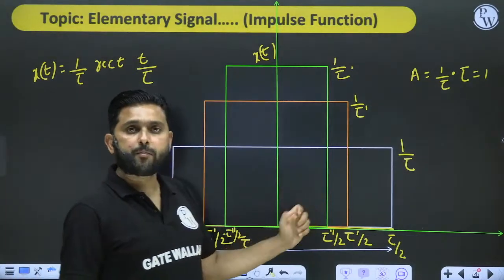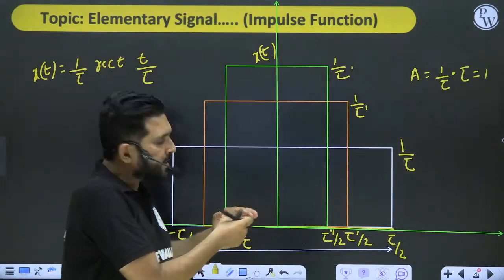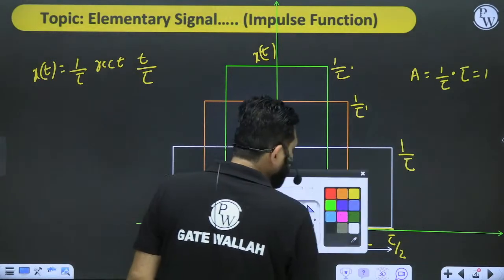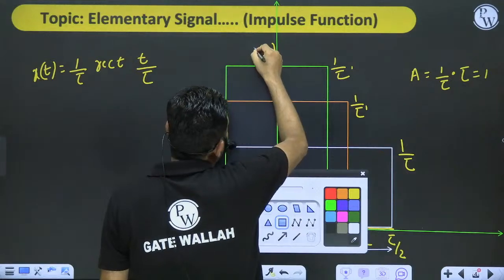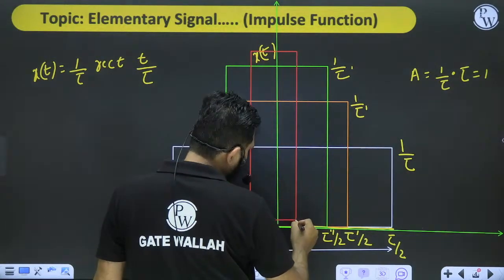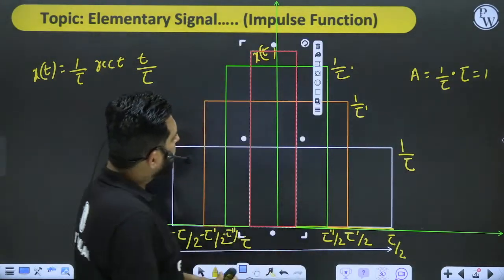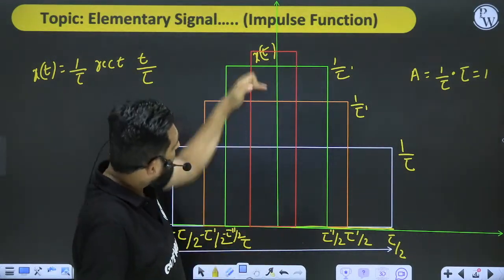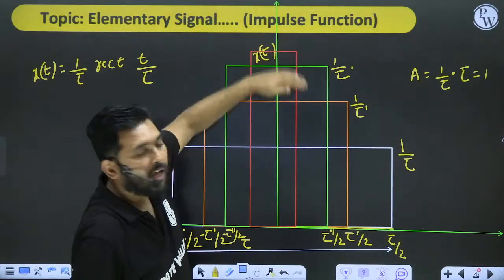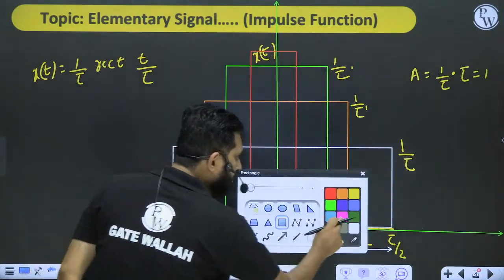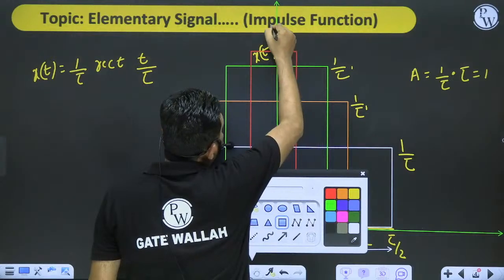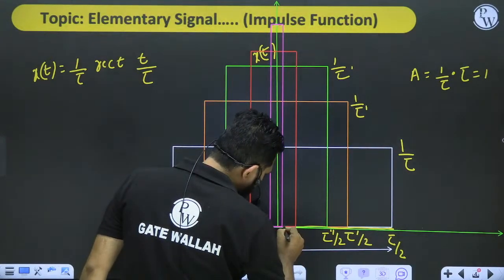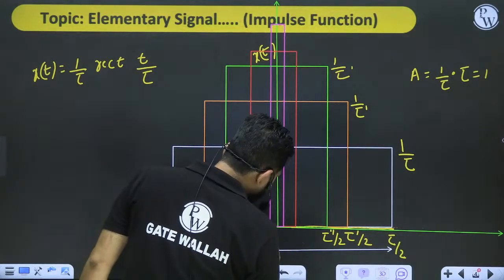In all these functions, what I am doing is that, see here, I am decreasing the width and increasing the height. Now what will happen if you go on like this? The width is decreased to 0, but the height is increased to a very large value. A time comes when we have a very, very small width, like this.